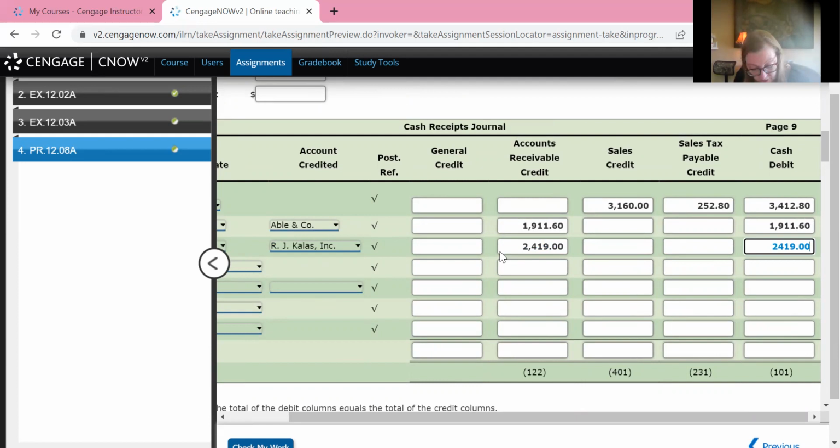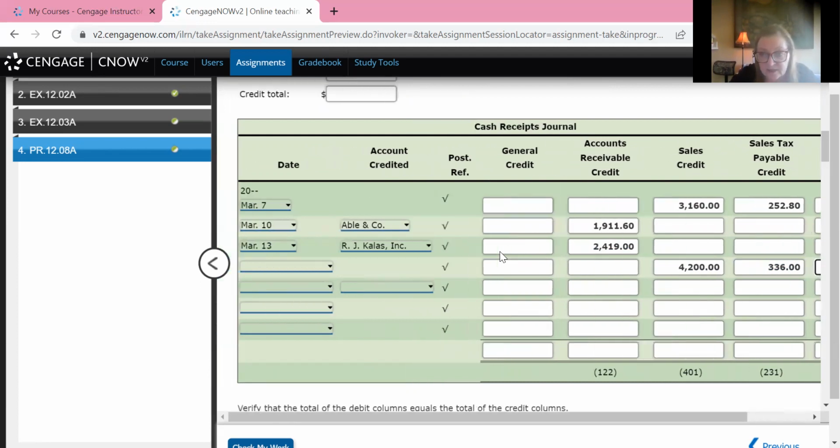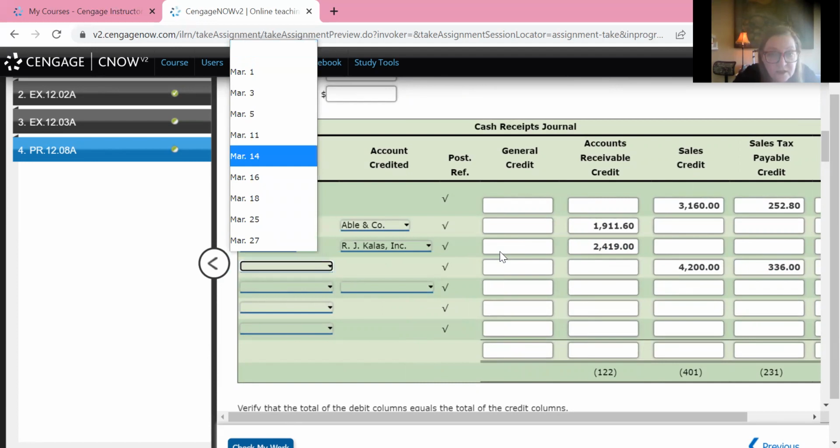Now the next thing happened on the 14th, we made cash sales of $4,200. Let's go in the same cash receipts journal. And we're going to multiply that times 8% to get the tax. Happen to be an even number this time. So the total amount we collected on those two combined, $45.36. And those two meaning the sales tax and the sales itself. And that was on the 14th.